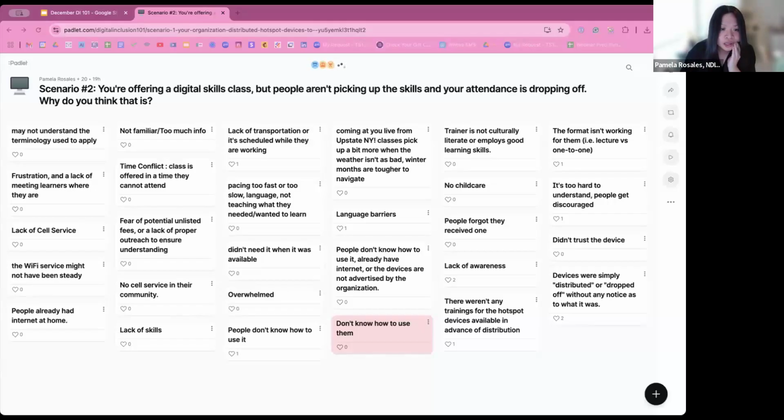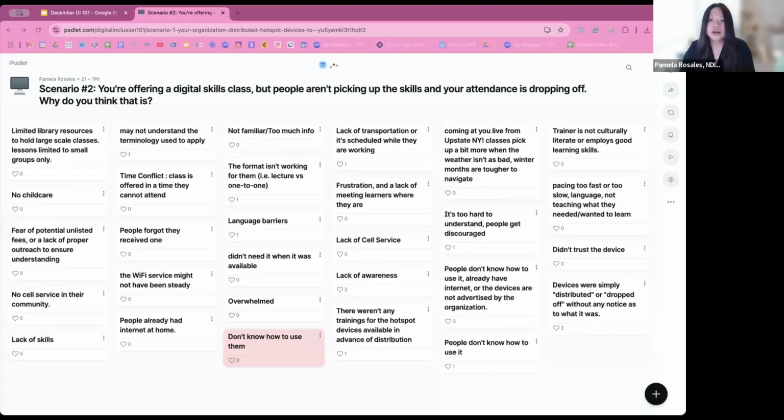Cheryl says feeling intimidated. And Rashid says you may have to manually sign them up. Exactly. Not familiar, too much information. When the weather isn't good, and winter months are tougher to navigate. Yes, so thank you all. You are all sharing some really great answers here. It's perfect. You guys are talking about making sure that you are taking into consideration the weather. Also, making sure that the content is relevant to the folks, right? Like if you're teaching them about Microsoft Word, when they actually want to use WhatsApp, then there's going to be a shift there.